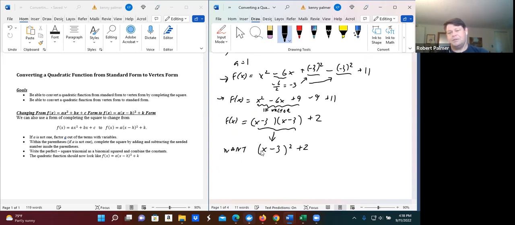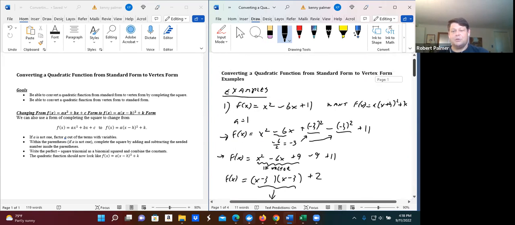So this becomes this. And so finally, f of x equals (x minus 3) squared plus 2. So this is the same quadratic function, just in a different form.